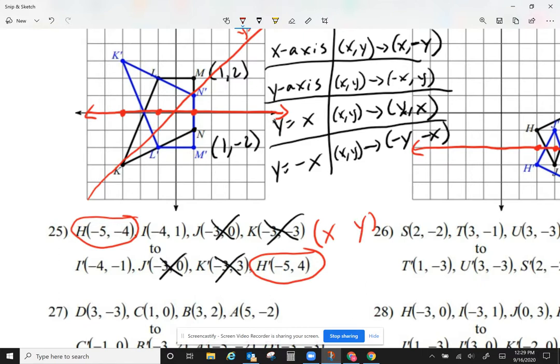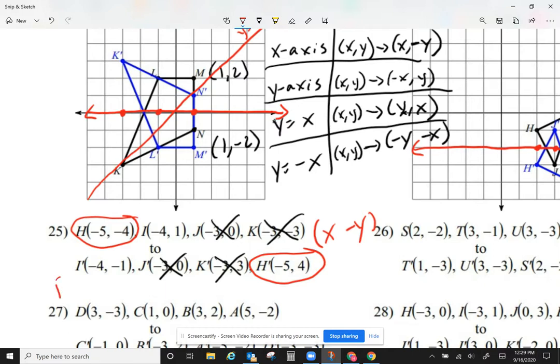Then I ask myself, did any of them switch signs? I look at the x value, the negative 5. It's the same. I look at the y value, negative 4 to begin with. That one did switch signs, right? From a negative became a positive. So let me put this minus on the y. Now, in our special cases, the one that tells me that xy becomes x, negative y is the x-axis.